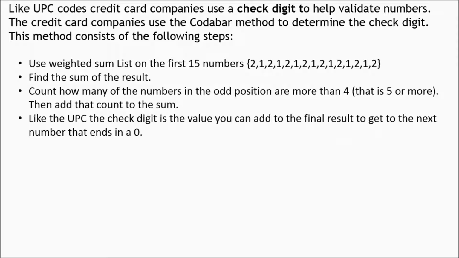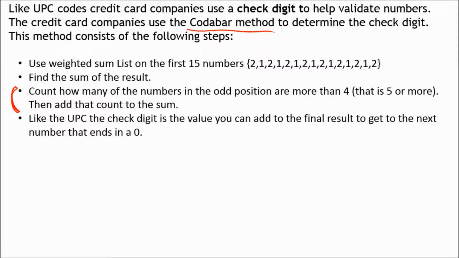Like UPC codes, credit card companies use a check digit to help validate numbers. The credit card companies use a CODA method, so that's a little bit different from UPCs. To determine the check digit, this method consists of the following steps. Now, it is actually very, very similar to UPCs. So if you've already seen that video or done those problems, it's not a whole lot extra. In fact, up to right here, it's exactly the same. It's really this step right here, just an additional step before we find the check digit.